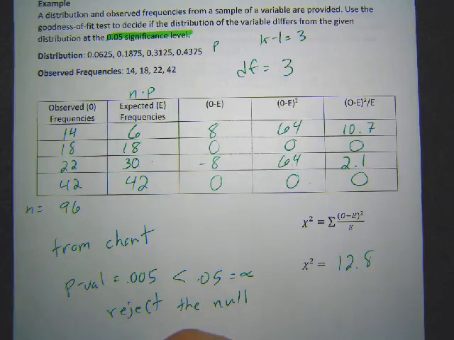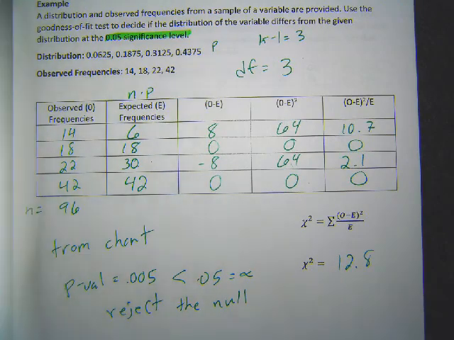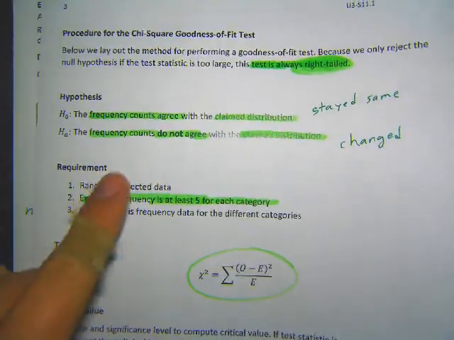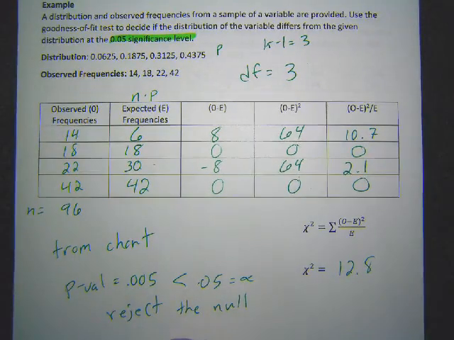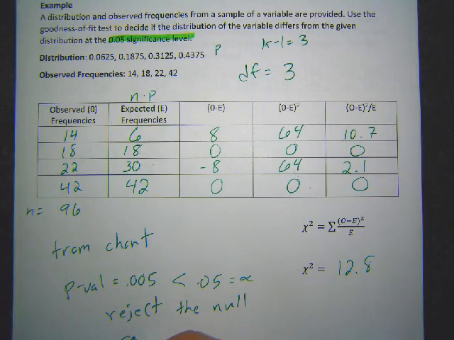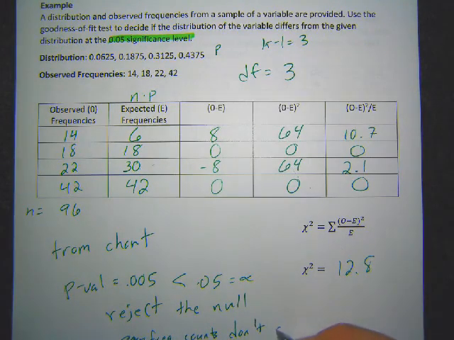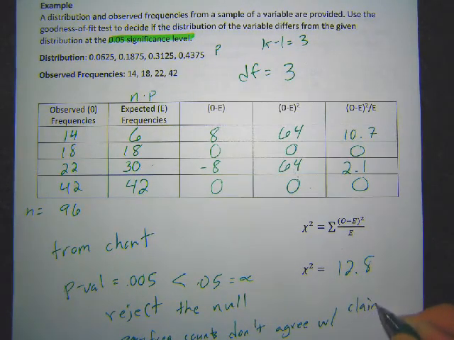So the observed data, the observed frequency counts, do not agree with the claimed distribution.